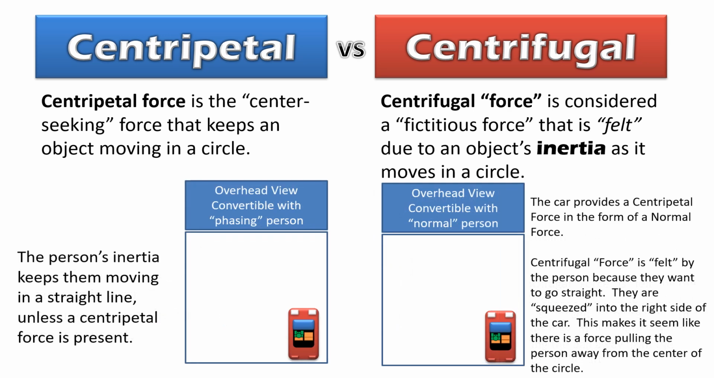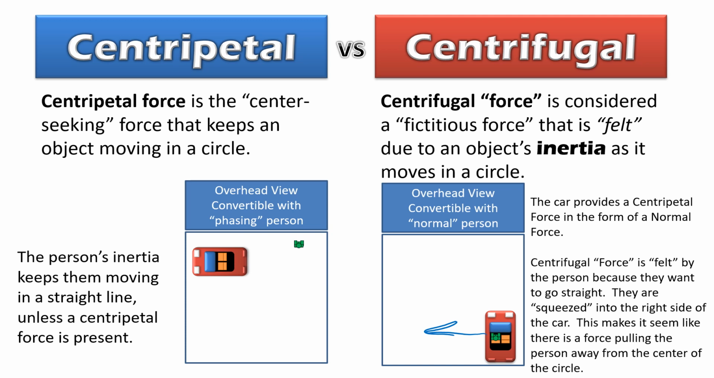So in a real world example, it would look like this. We have our red convertible here, and we are a green person inside the red convertible who has phasing capabilities. We're like one of those superheroes who could phase through walls. So we're not going to feel this centripetal force that's causing the car to move in a circle. We're going to phase right through it because of our inertia. Our inertia keeps us moving in that same direction that we would go if the car wasn't there. But we're not superheroes with that capability.